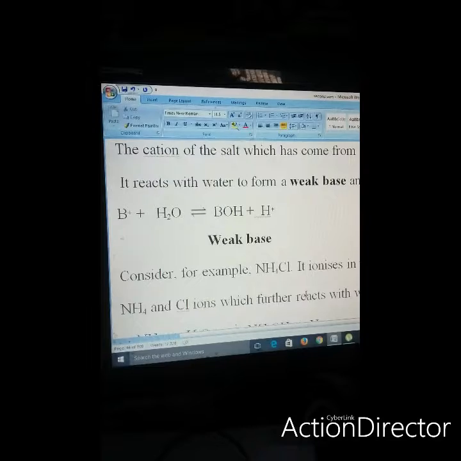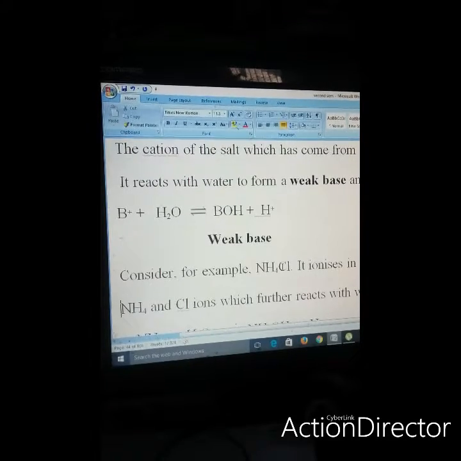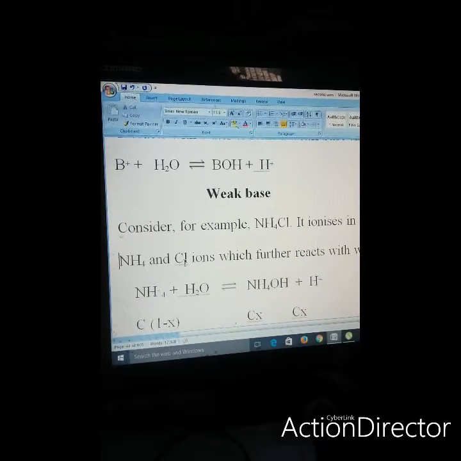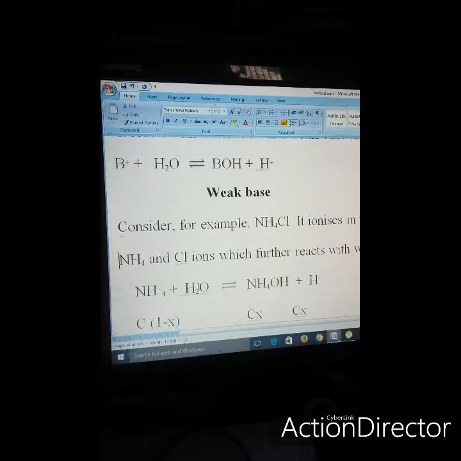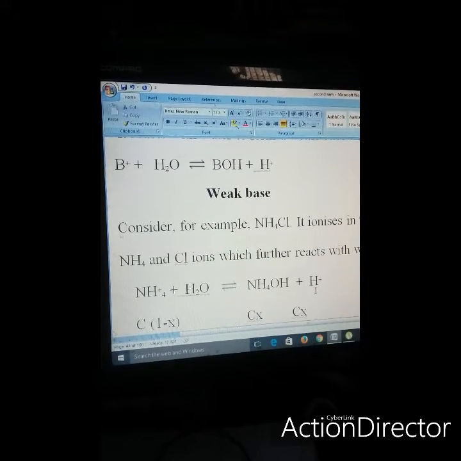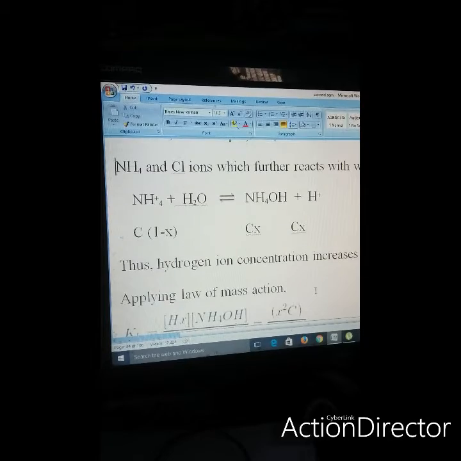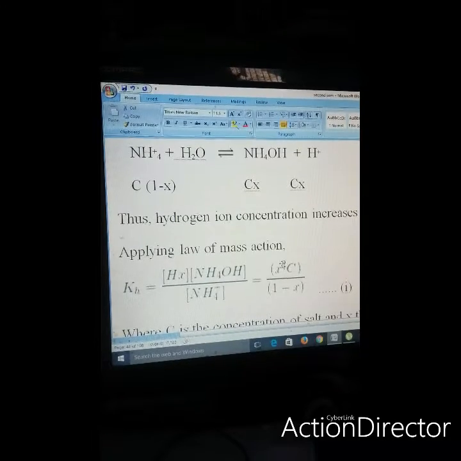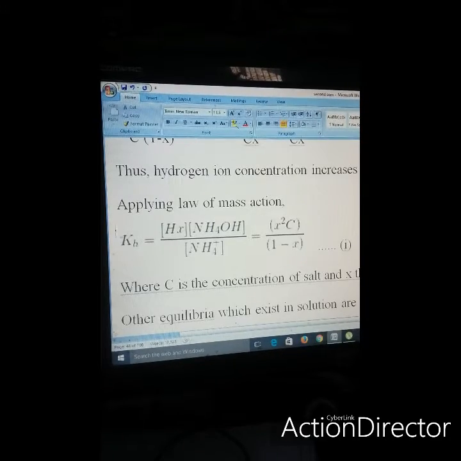So you can take an example of ammonium chloride. It ionizes in water completely to give you NH4 plus ion and chloride ions, and the NH4 plus further reacts with water to give you ammonium hydroxide, which is a weak base, and H plus. Now in this we will apply the law of mass action to find out the value of Kh.